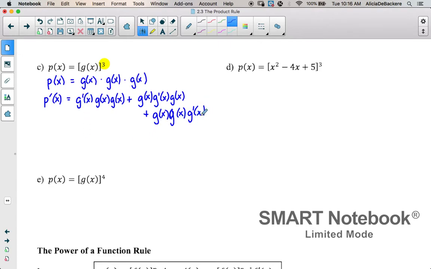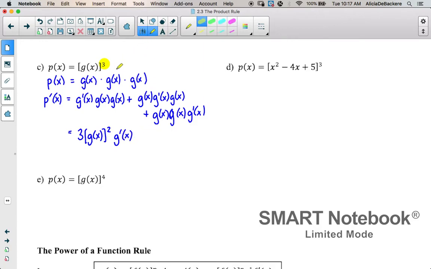There's 2 g's and a g prime, 2 g's and a g prime, 2 g's and a g prime. So what I have here is 3 of 2 g's. Now instead of writing out the 2 g's twice, I'm going to say g at x squared, and then times a g prime.